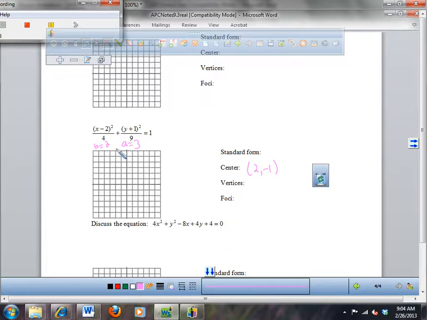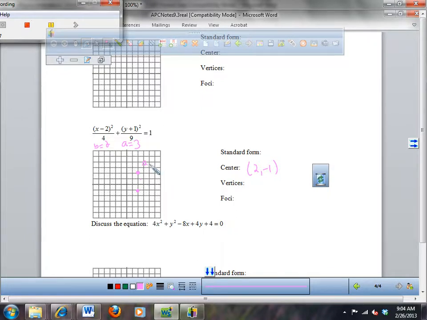And then, so first I would sketch it, and then try to find the vertices. So we know that the center is at 2, negative 1, so I'm going to go over 2 and down 1 and call that my center. And then I am going to go up 3 from that point. 1, 2, 3, which puts me at 2, 2.